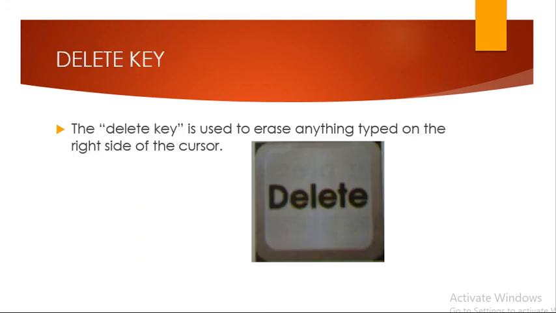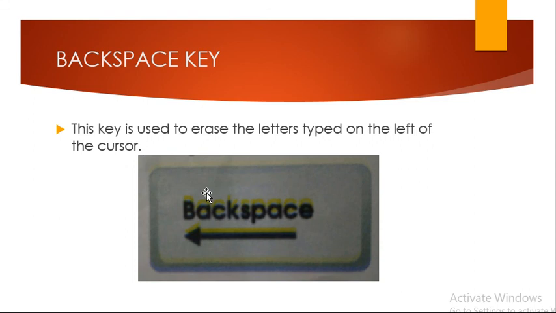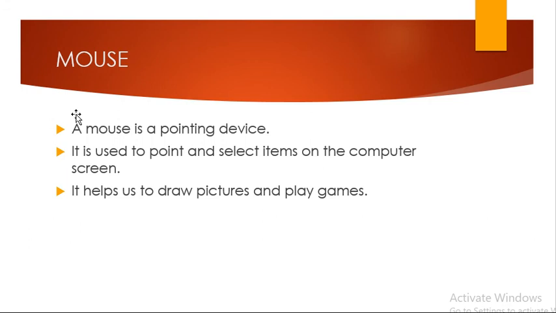Now, another key is the delete key. The working of the backspace key and the delete key is somewhat similar, but the only difference is, see here, the delete key is used to erase anything typed on the right side of the cursor. With the help of the delete key, you can erase the character on the right hand side of the cursor, and with the help of the backspace key, you can erase the letter on the left hand side of the cursor. Understood?